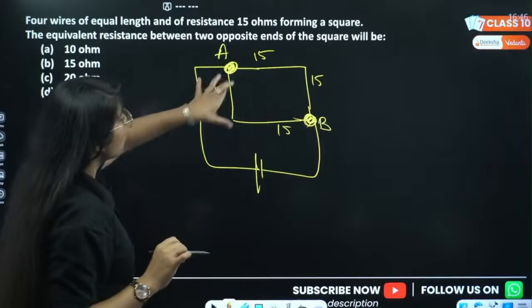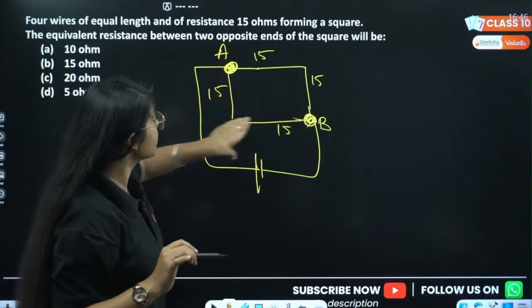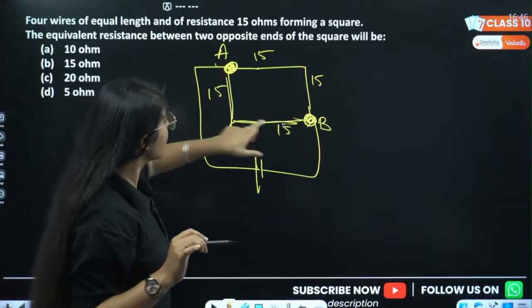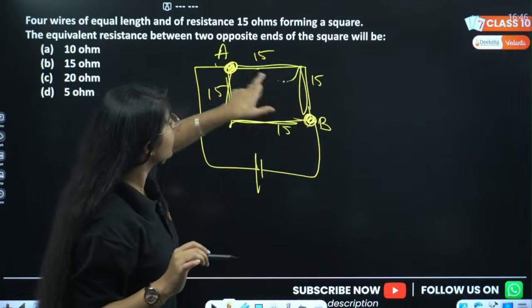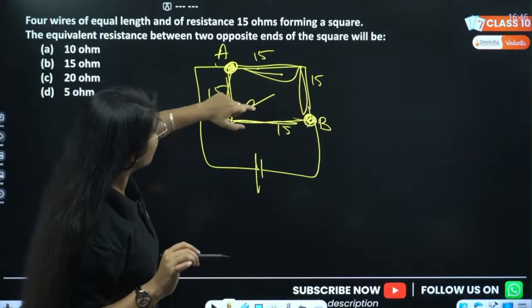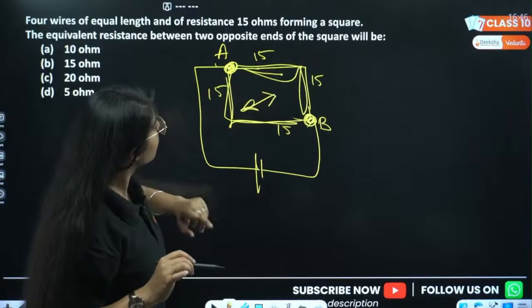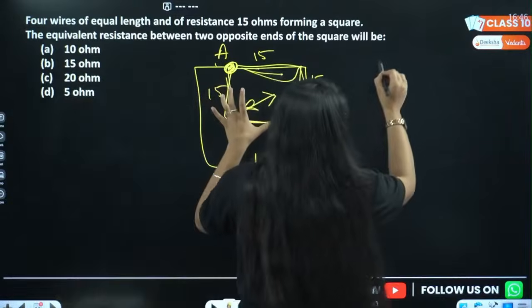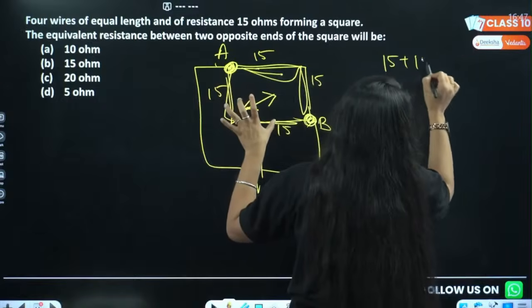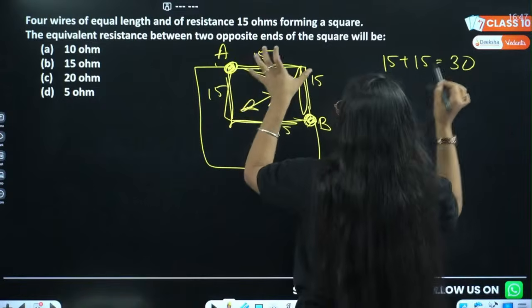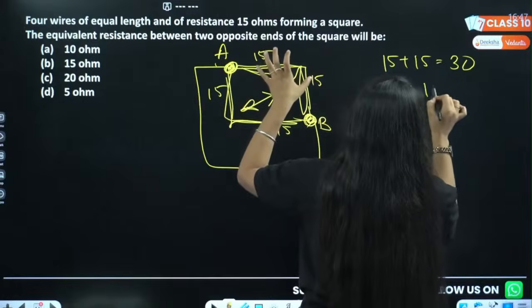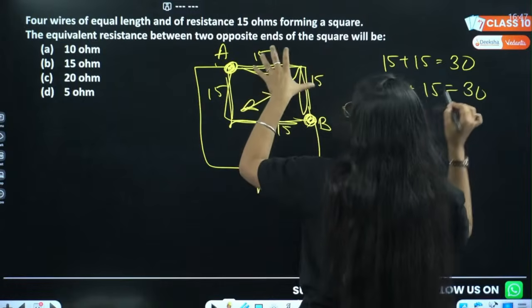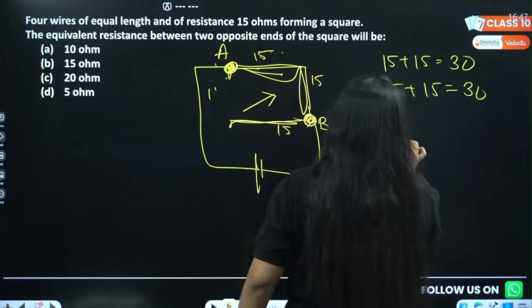Ma'am, clearly these two are in series. These 2 wires are in series and then these 2 are in series, and then they both are parallel together. If we add 15 plus 15, that will be 30. If we add these two 15, that is also 30. And now this 30 and this 30 are in parallel.